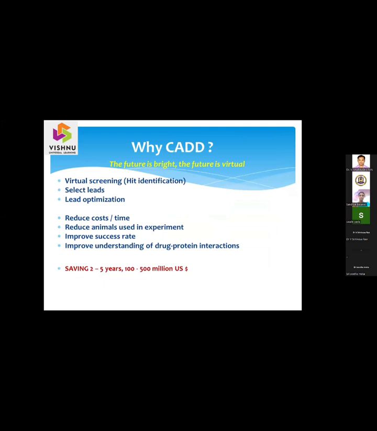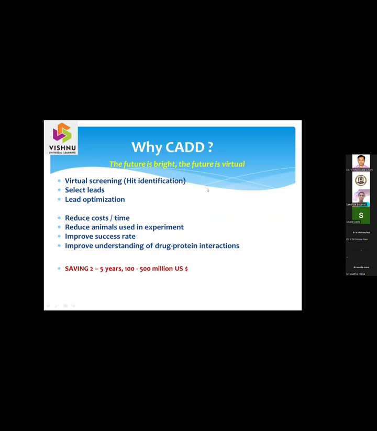So why do we have to use computer-aided drug design? Because the future is bright, the future is virtual. That is why you have to learn computer-aided drug design. Nowadays, the world is going into artificial intelligence also. So in this, we have to get the knowledge about virtual screening, where hit identification is done and they select the lead compounds. After selecting the lead compounds, we have to optimize the lead compound.